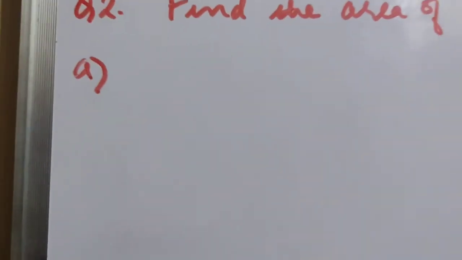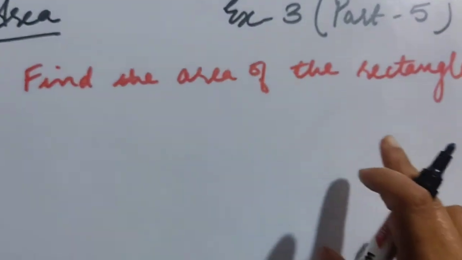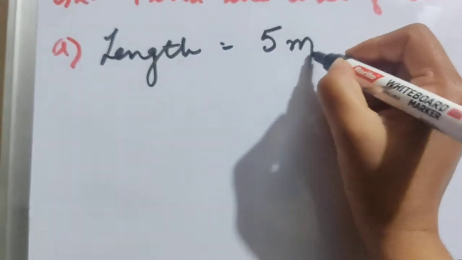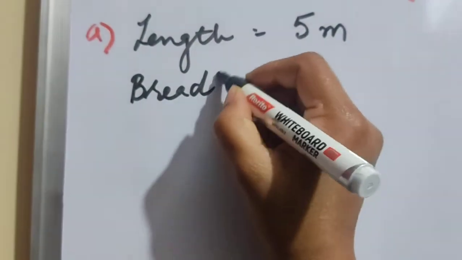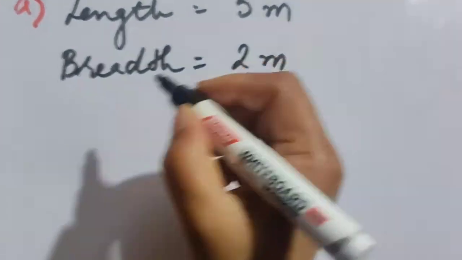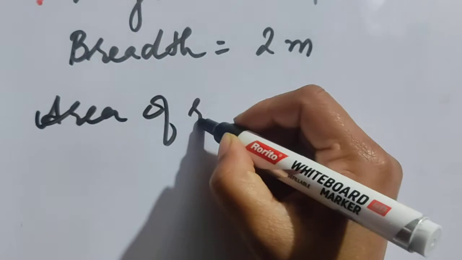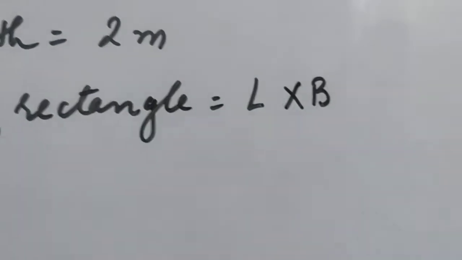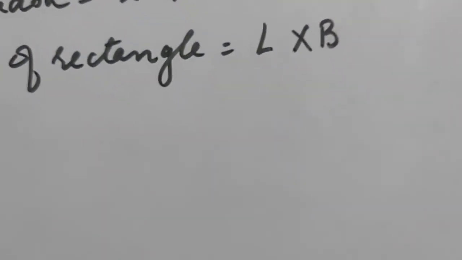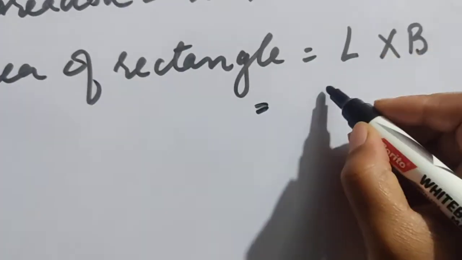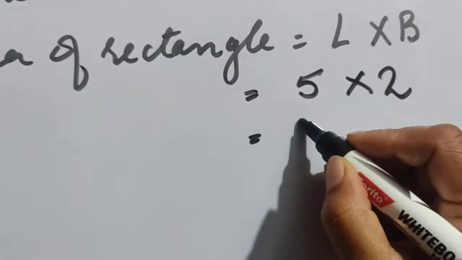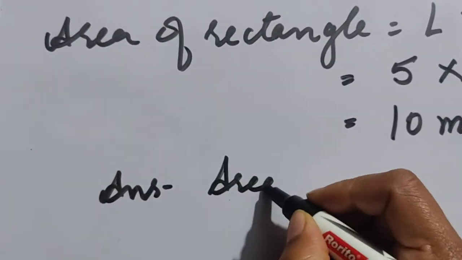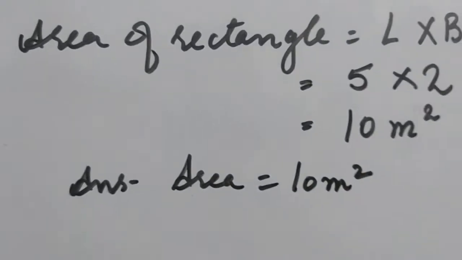Okay, so the question is, second question of exercise 3, find the area of the rectangle. Length is given 5 meter, breadth is equal to 2 meter. So the area of rectangle, what is the formula for it? Very simple, length multiplied by breadth. You can write complete, you can write the initial letters also. Length multiplied by breadth. What is the length? 5. What is breadth? 2. So 5 2s are 10 meter square. So answer, area is equal to 10 meter square.